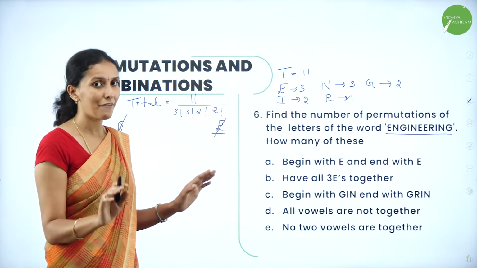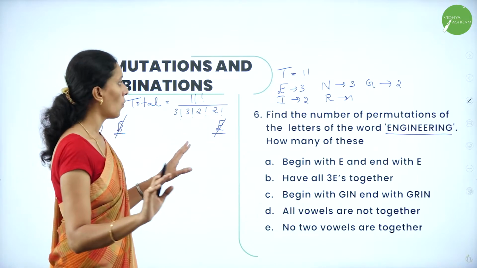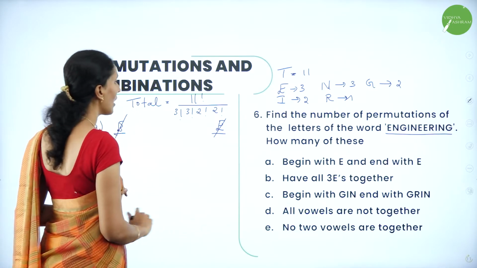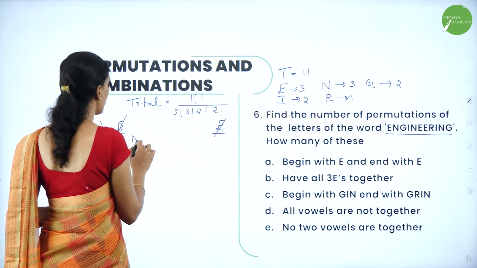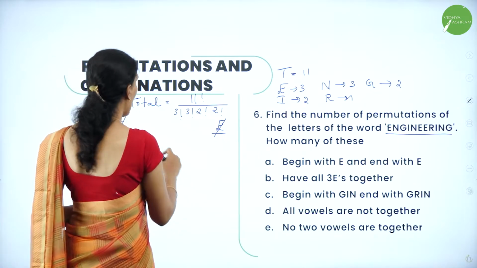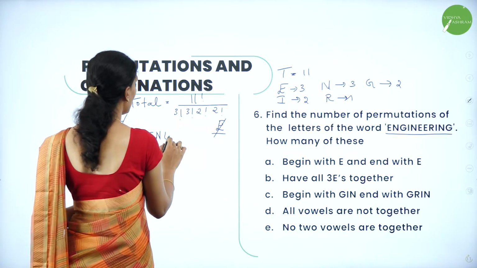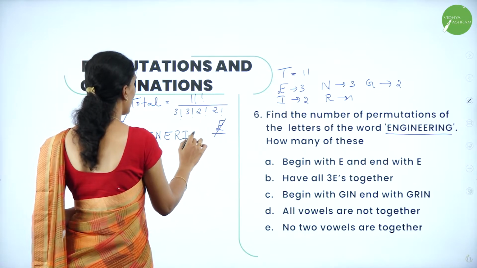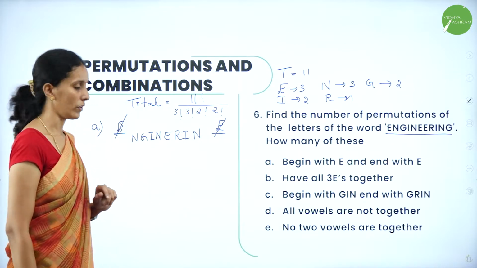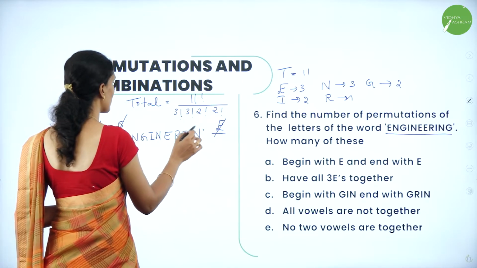So we are only left with the 9 letters. What are those letters? We are left with N, G, I, N, E, R, I, N. So these are the letters we are left with. That is, totally we have 9 letters.